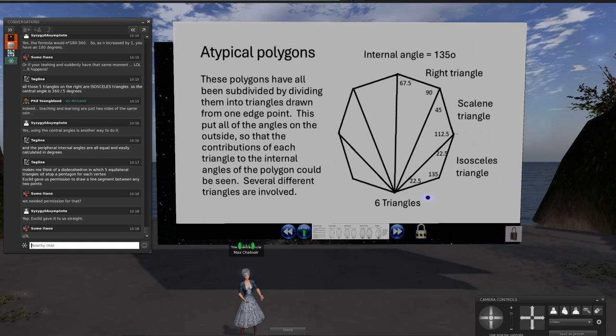Okay, so in an atypical polygon, obviously all of the triangles aren't the same. There is an obtuse isosceles triangle on either side of the points where the lines converge. And then there's a scalene in an octagon. So there's a scalene triangle in between them. And then there's a right triangle up near the top. So there's several different triangle sizes if you aren't using the typical subdivision of the polygon into triangles.